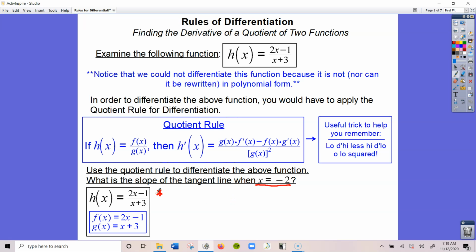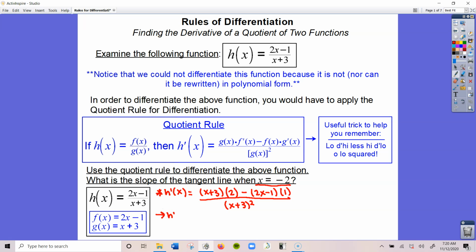So first we need to find the general equation for the derivative. So h prime of x is low, so x plus 3, d high, the derivative of the numerator, so 2, less high, so 2x minus 1, d low, the derivative of the denominator, which is just 1, all over low squared, so the denominator squared. Now we're just going to distribute and combine like terms in the numerator, but for the denominator, you can just leave it as (x plus 3) squared. You do not need to actually distribute that.